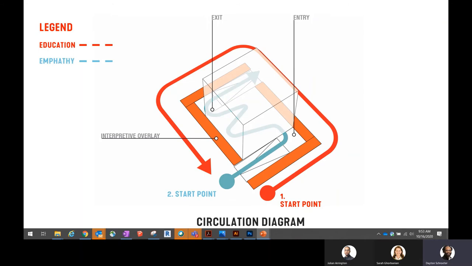This is just another version of that, shown in three dimensions. So again, the starting point is shown here closest to you on the screen. So we want to direct visitors to that starting point, have them walk around the pavilion in a counterclockwise fashion, end at the entry ramp, and then proceed into the pavilion.